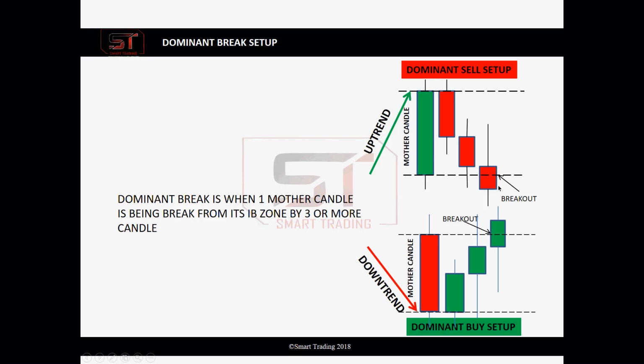So this is very important. As long as there is no candle that managed to break through the mother candle, it's still an uptrend. All right. However, once there is a breakout, it tells you that after this the market's gonna go down.